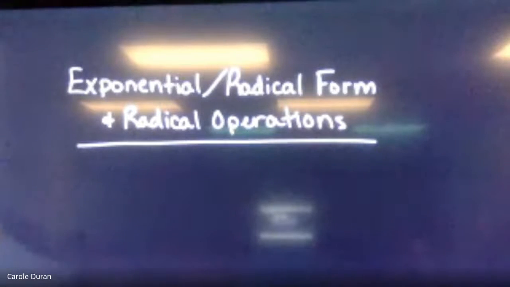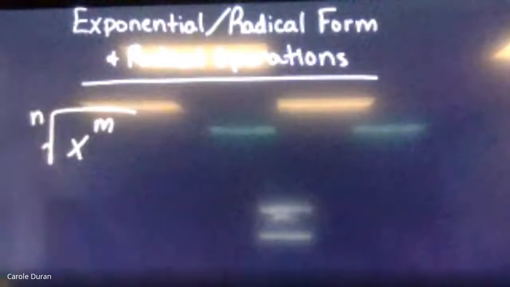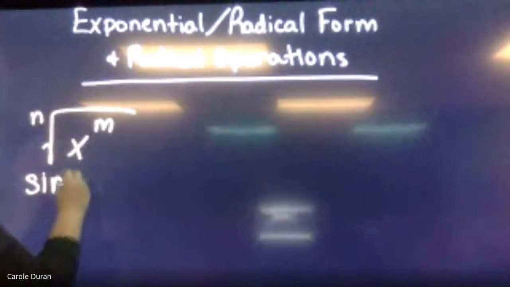Okay, starting the exponential, radical form, as well as radical operations notes. We're gonna make it a two day. So theoretically, if I have some variable x to some power m, but also taking the nth root, this can be written a couple of different ways. So this is technically simplified form.